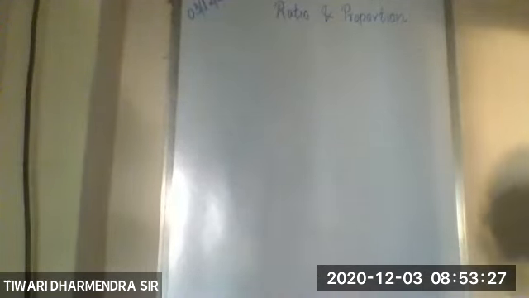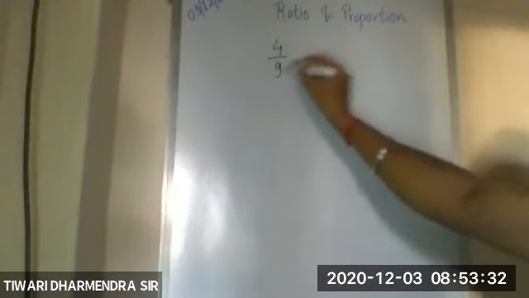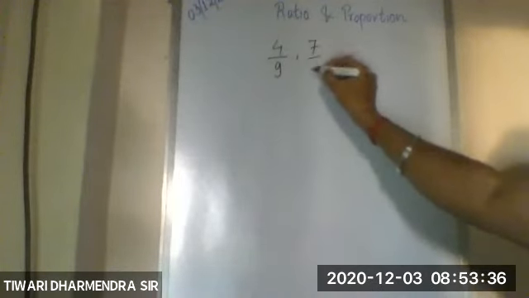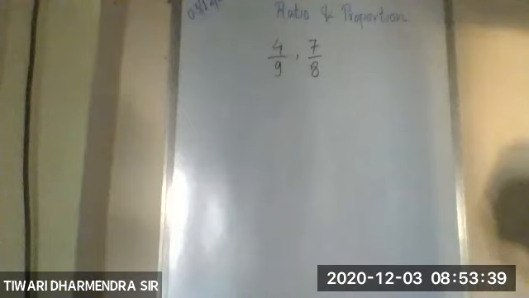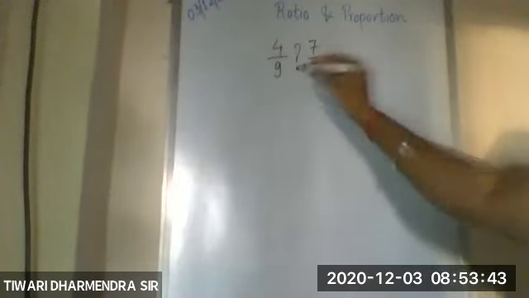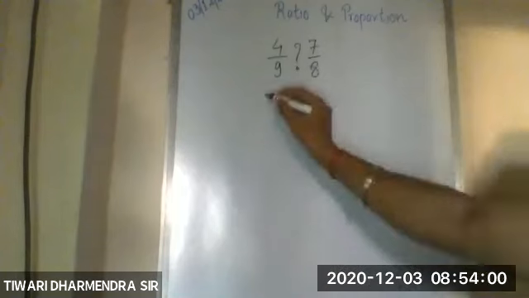Let's take the first solved example: compare the ratios 4 by 9 and 7 by 8. They have two ratios. They're asking what is the relation between these two. Either 4 by 9 is greater than 7 by 8, or 4 by 9 is less than 7 by 8, or 4 by 9 is equal to 7 by 8. It is still unknown. So how to conclude this? Just take a cross multiplication.